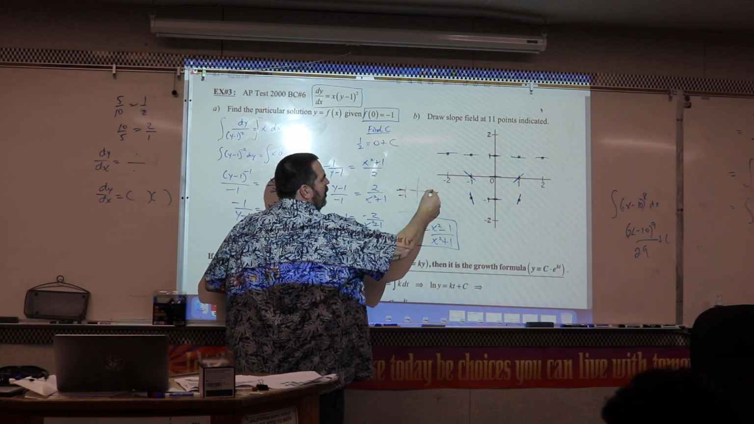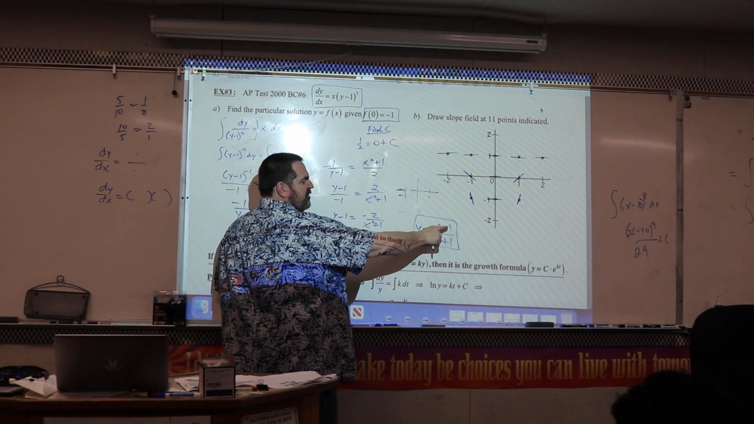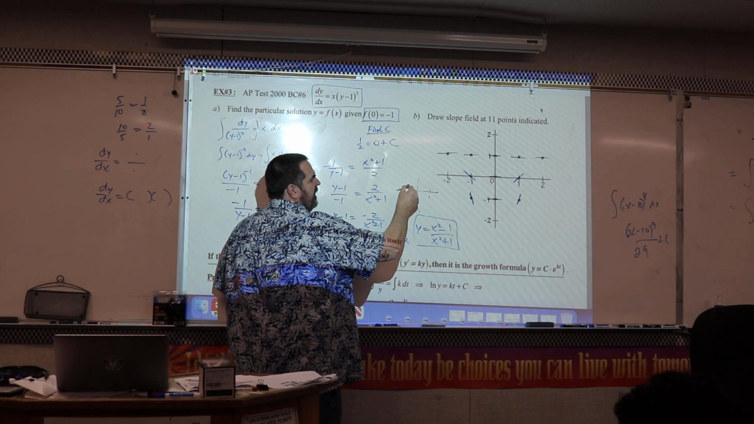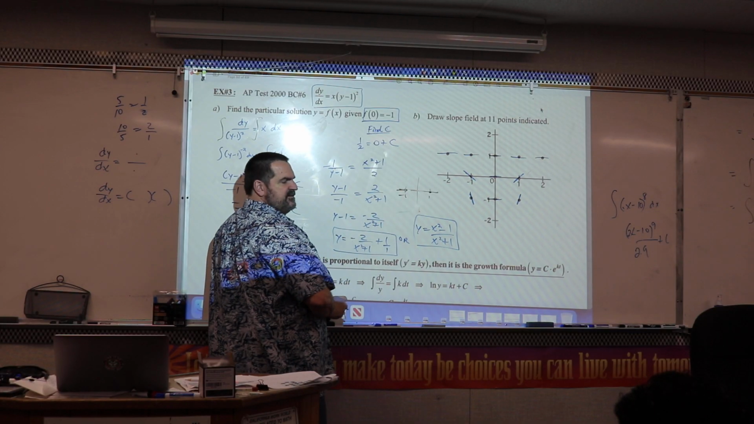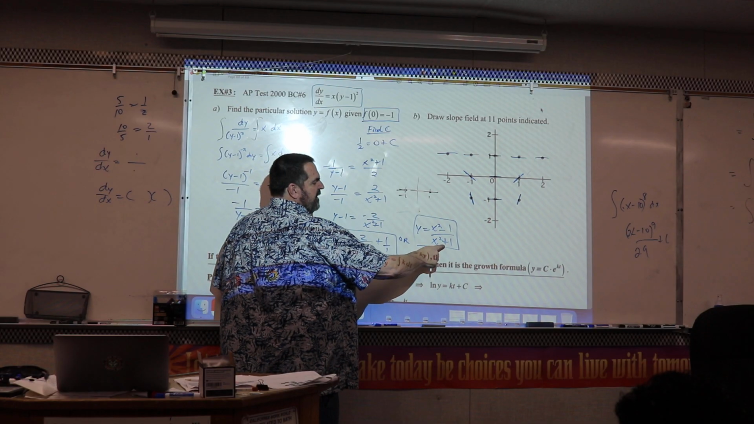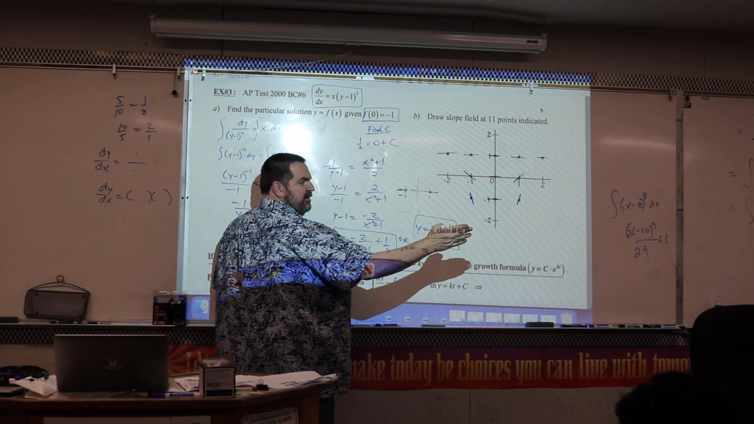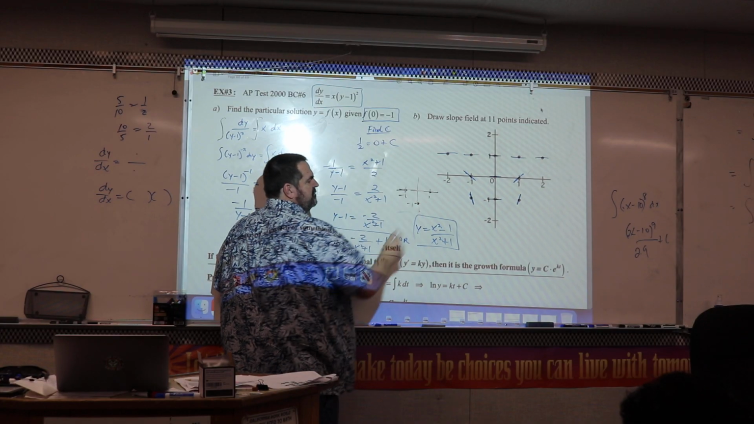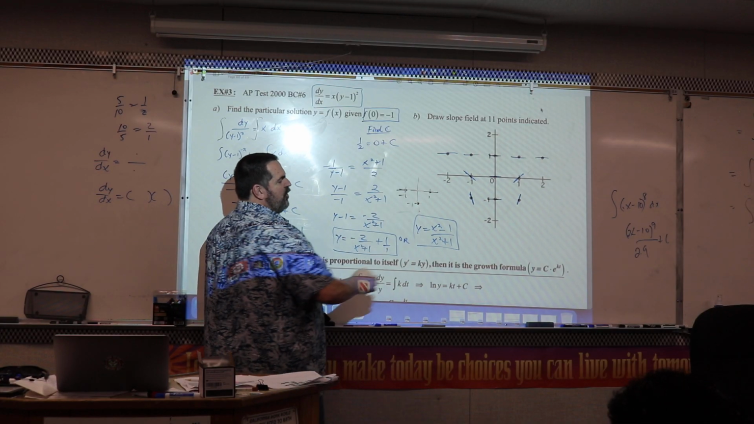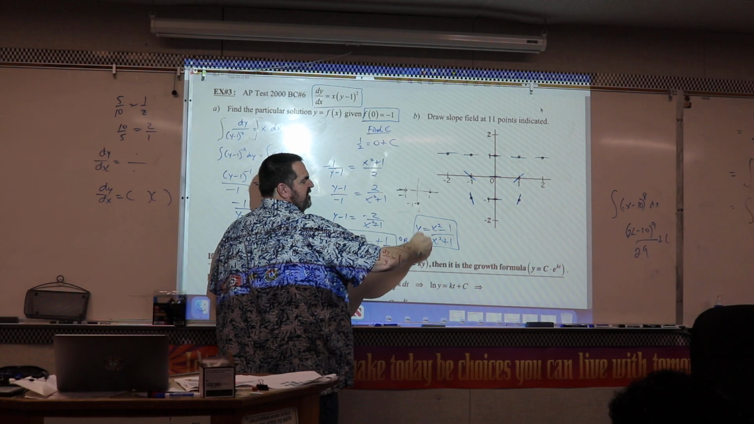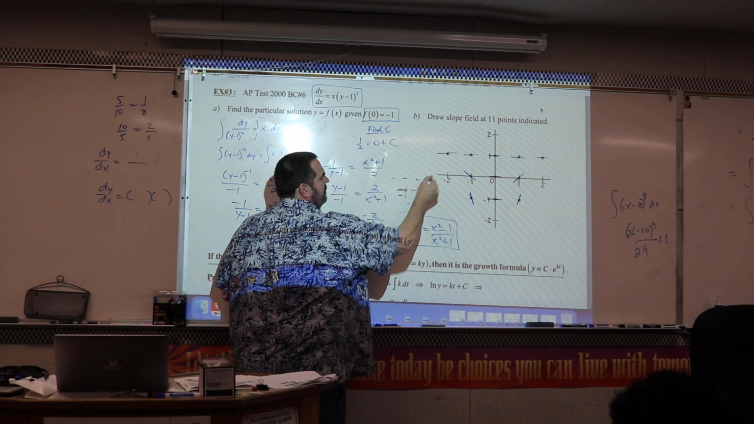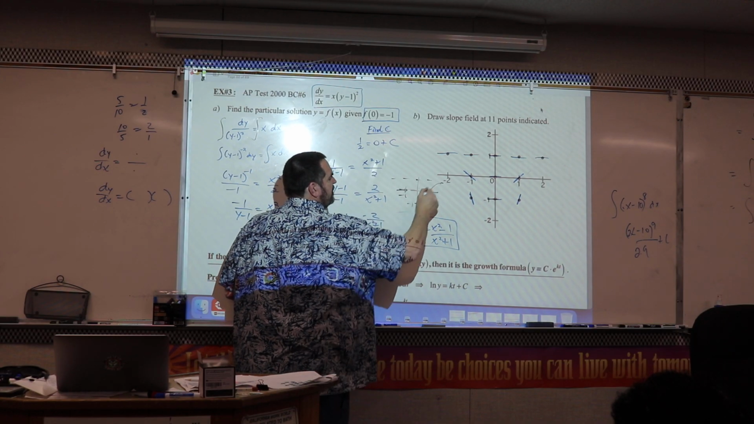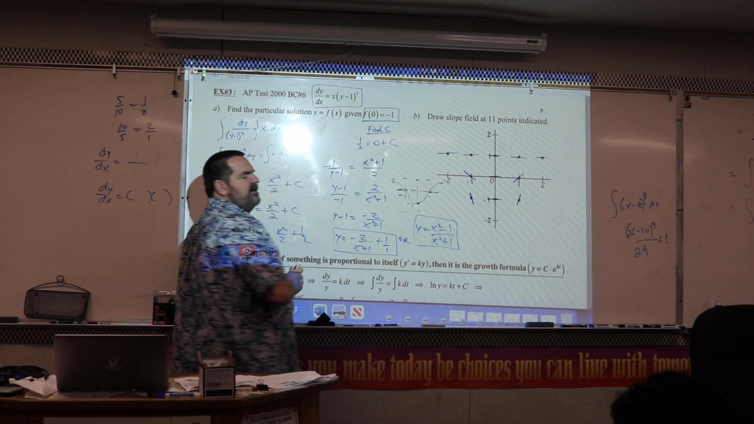So -1 and 1. Remember the numbers that make the top 0 are called your x-intercepts. So -1 and 1 are where it crosses the x-axis. Whatever makes the bottom 0 is a vertical asymptote, there isn't one. The 0, -1 is your y-intercept. Your horizontal, if they tie, you check the powers, y equals 1. So this graph goes like this. Can you guys see that on there?